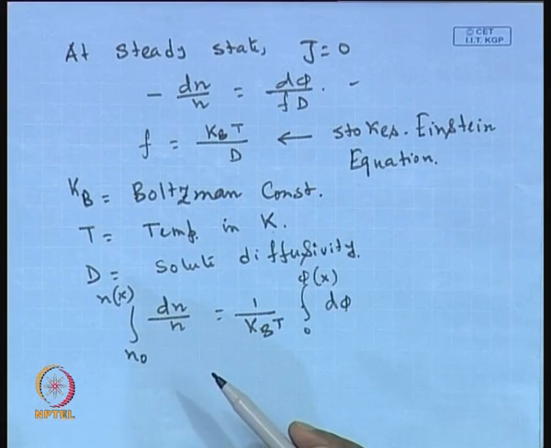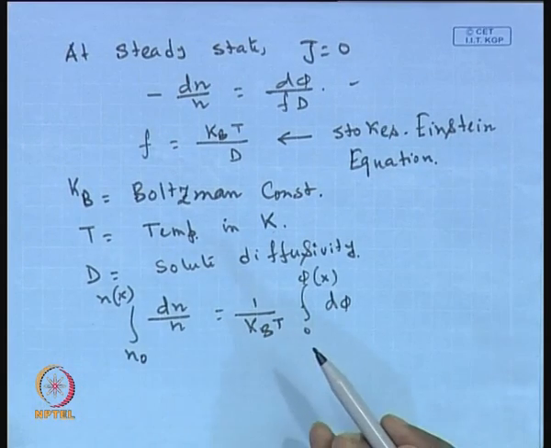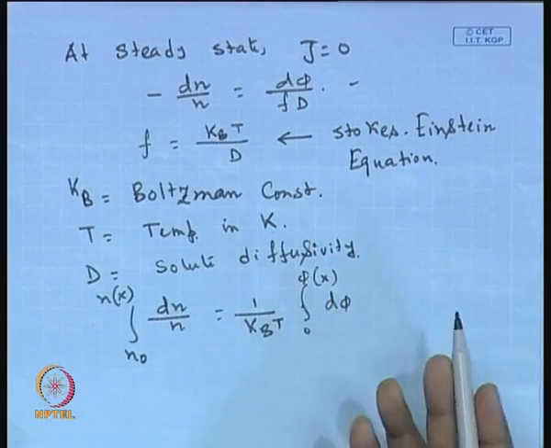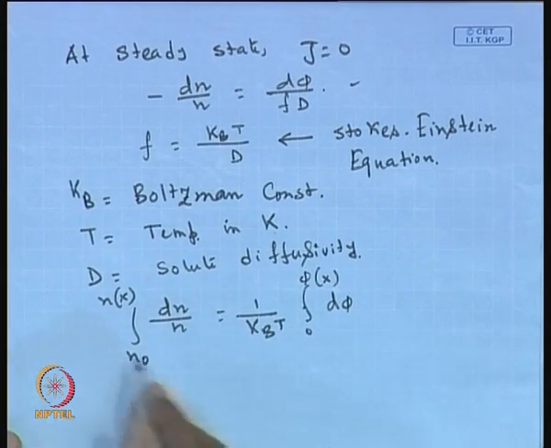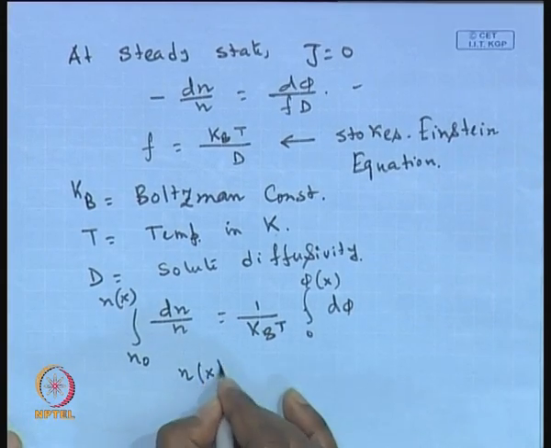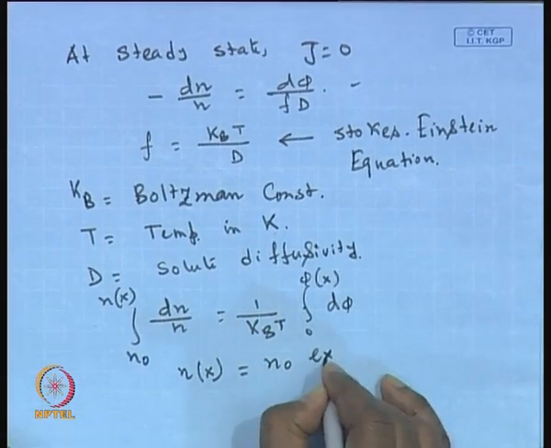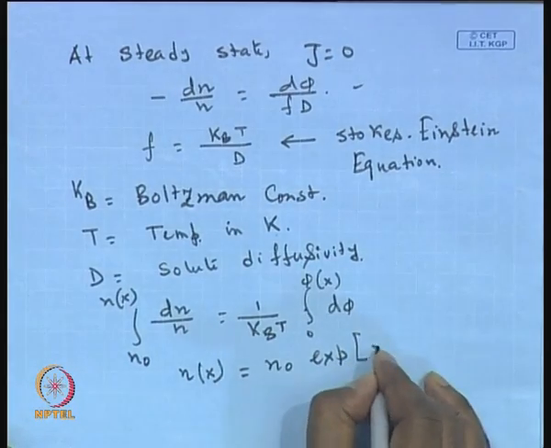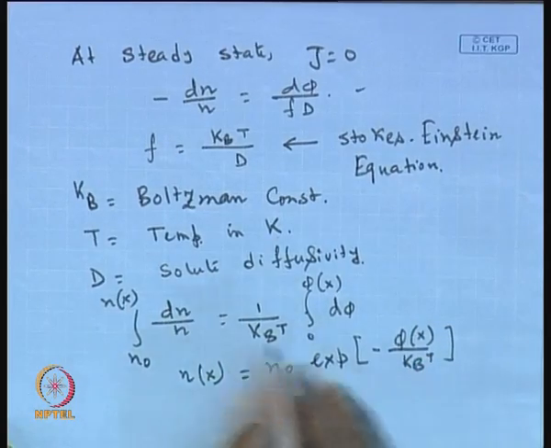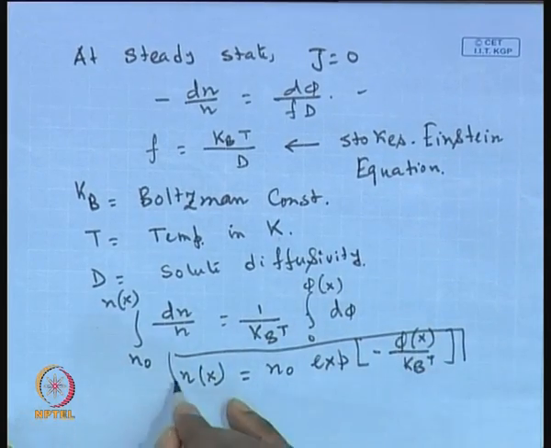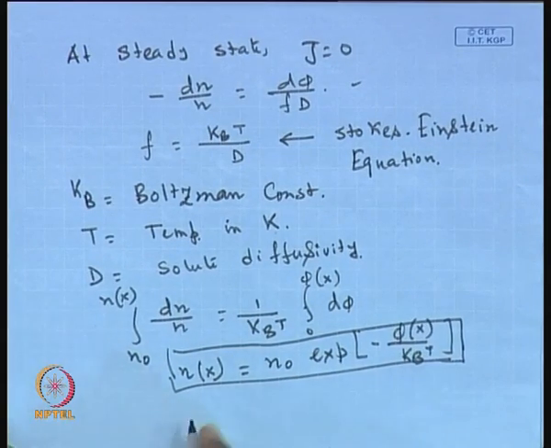Suppose you are using a 0.01 molar NaCl solution. So, the number concentration will correspond to 0.01 molar. Okay. Then you have to convert the molar concentration into number concentration the way we have discussed earlier. Okay. So, if you do this, then you will get a distribution of the number concentration of the ions in the electrolytic solution as n0 exponential minus phi x divided by kBT. Okay. Now, this distribution is known as the Boltzmann distribution.